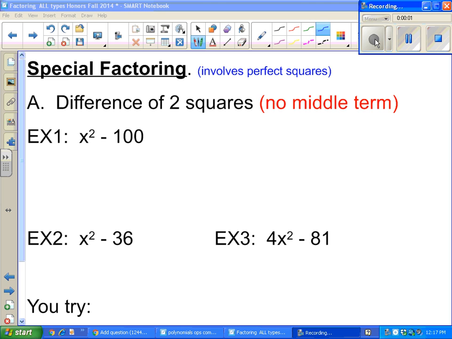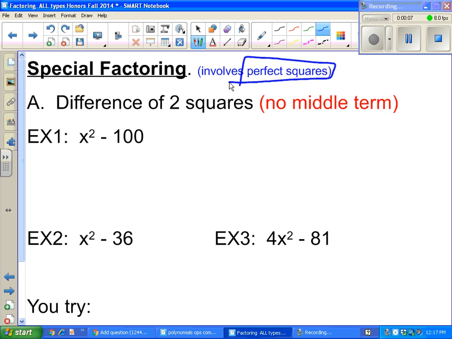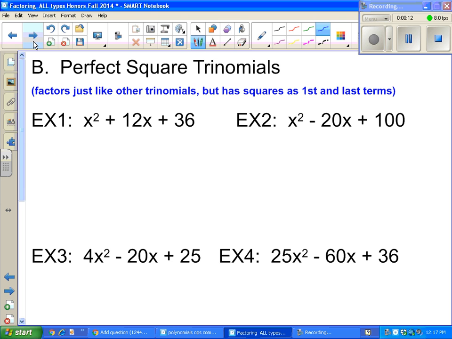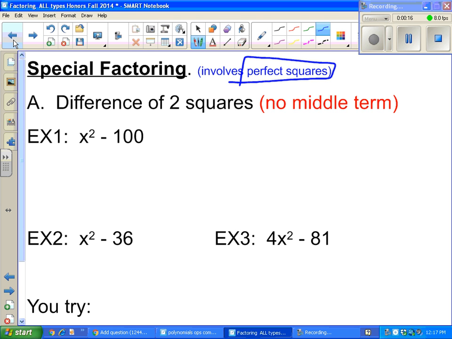All right, we're going to continue our factoring with special factoring. Special factoring usually always involves perfect squares. I'll encounter perfect squares, and in the first part, there's going to be a part A, and there's going to be a bottom part B, perfect square trinomials. We're going to start with difference of two squares.